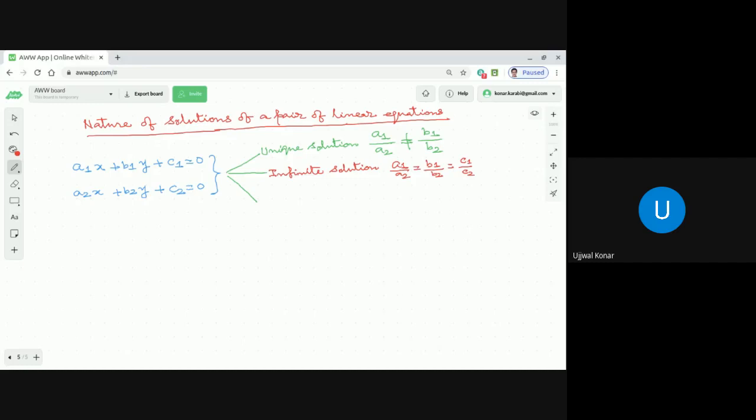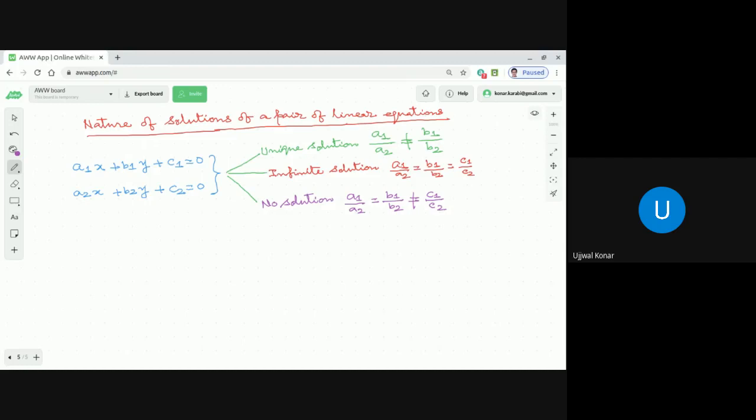The next one, after unique solution and infinite number of solutions, is no solution. Let me express this in a different color. We have no solution when a1 by a2 is equal to b1 by b2, but that is not equal to c1 by c2. So then we can say the system of linear equations has no solutions.